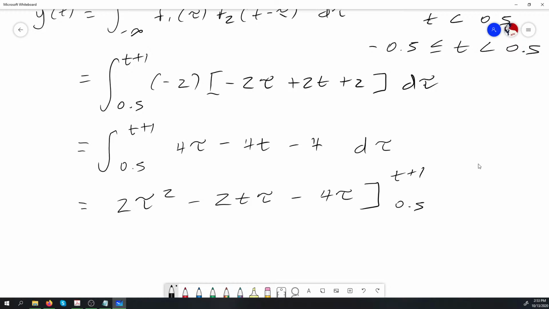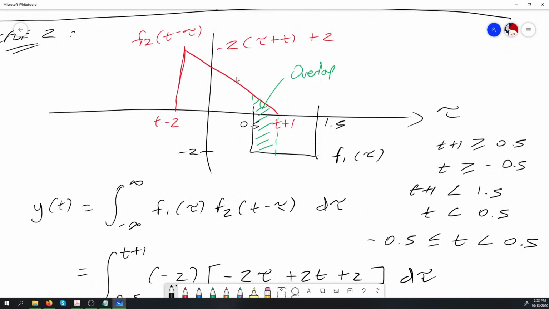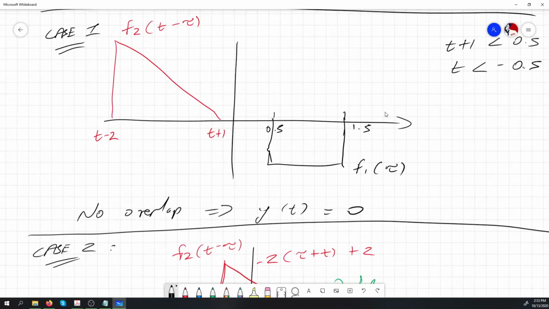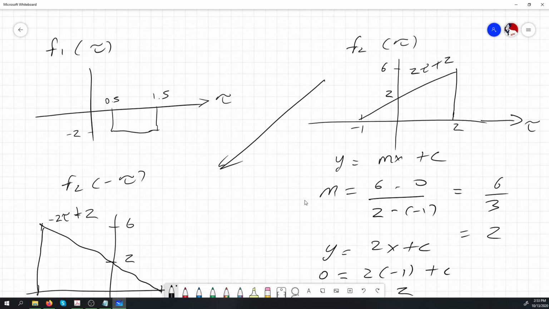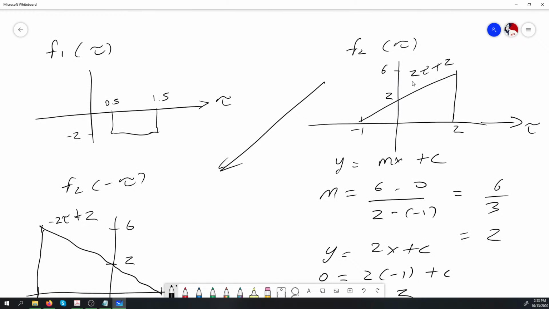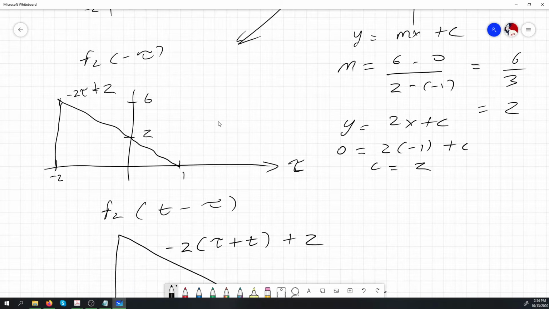So the question is, why is this minus 2 into brackets tau plus t instead of minus 2t minus tau? That would be when we actually derive the equation of the line all the way up. We knew that for just f of 2 of tau, when we derived the equation, it was 2 tau plus 2. And when we switch this to f of 2 minus tau, we only affect the tau value here. So that becomes minus 2 tau, and the plus 2 here remains the same.